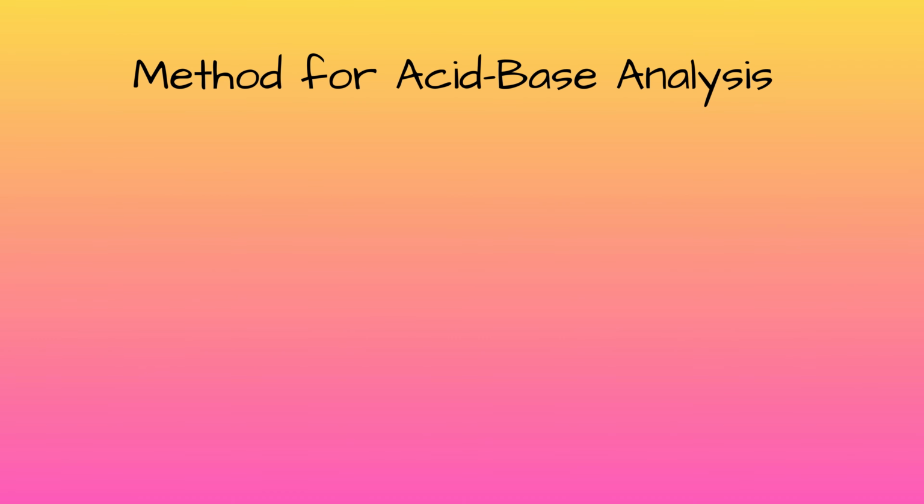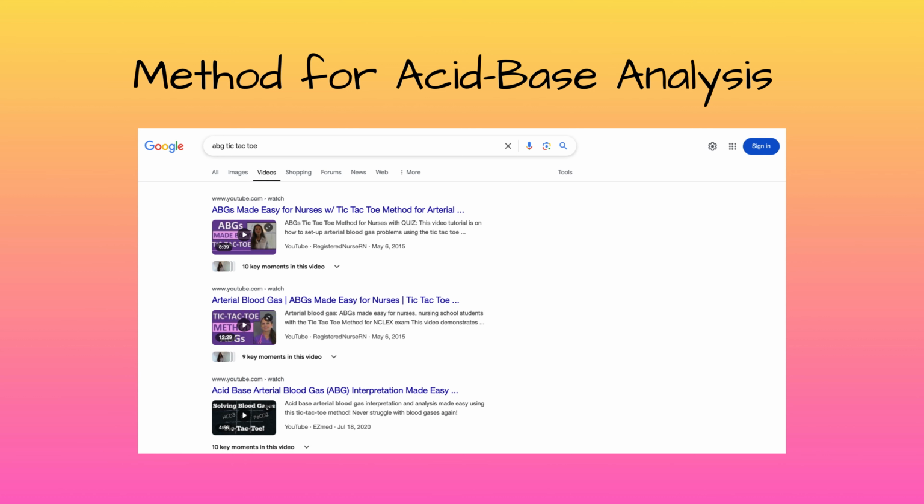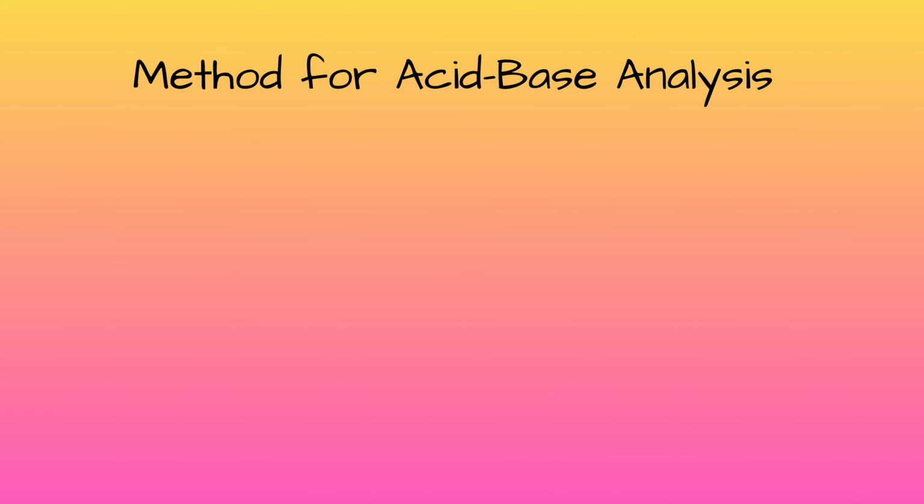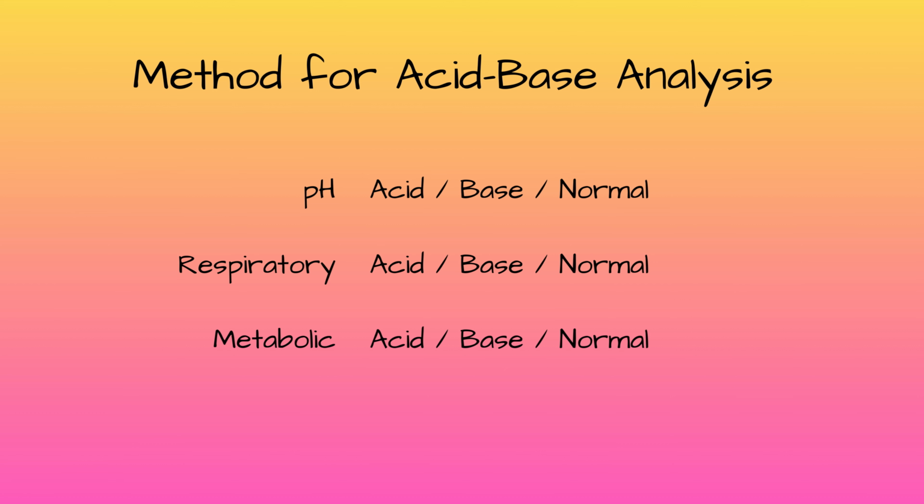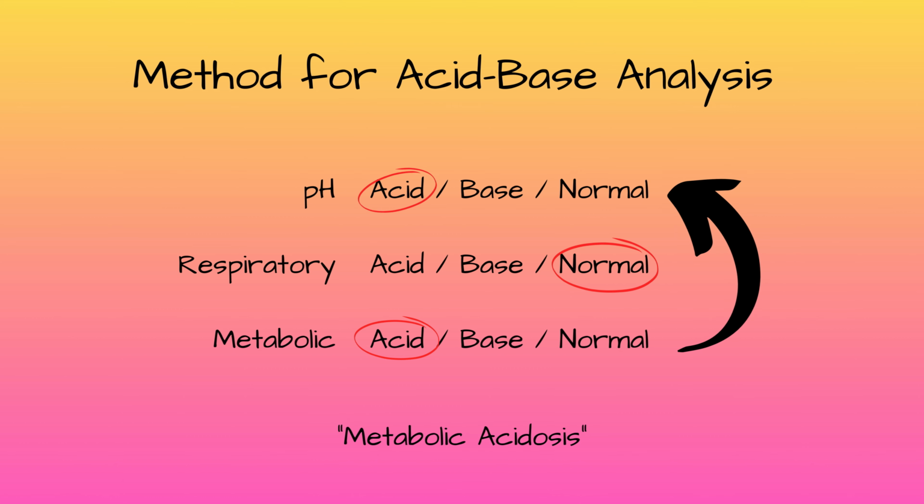There are numerous methods on how to interpret an ABG. Although I want to hate it, the tic-tac-toe method is probably the best for new learners. You can find videos on this method all over the internet. But because I'm a rebel, I'm going to take a very similar approach, but modify it so I can claim it as my own. First, write down pH, respiratory, and metabolic. Then, as you read the values of your ABG, write down either acid, base, or normal next to it. When you find the one that matches the pH, that's your primary process.